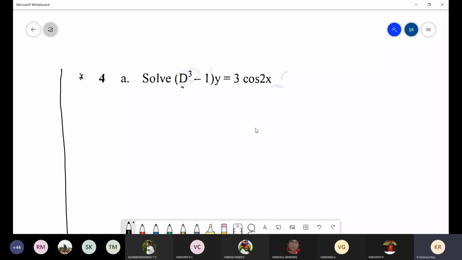Just the last December question paper problem. It is a repeated paper for odd semester, for those higher semester students who failed after completion of the first sem. For those question papers, it is given directly in operator D only. Consider the problem D cube minus 1 into y equals 3 times cos 2x.